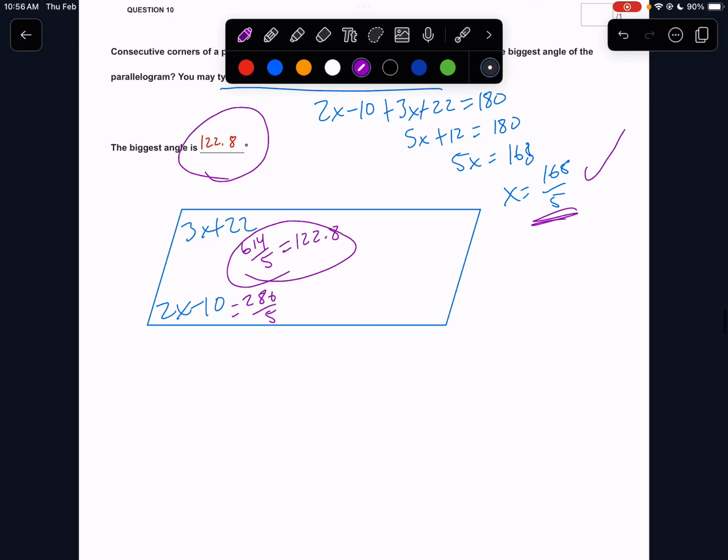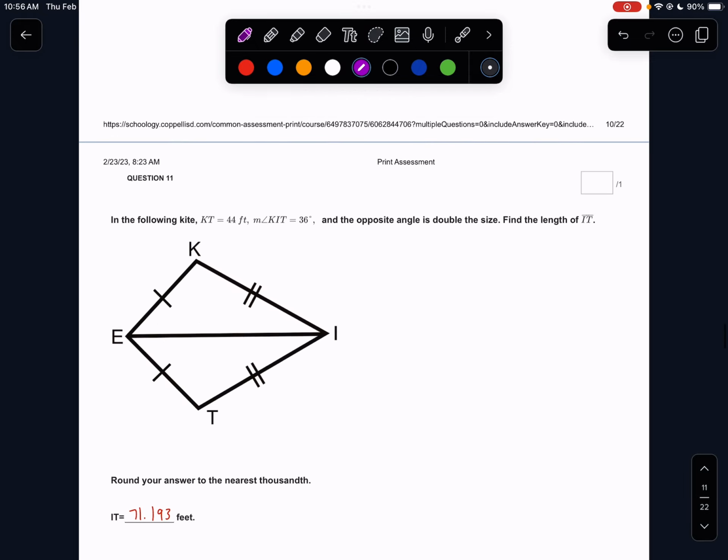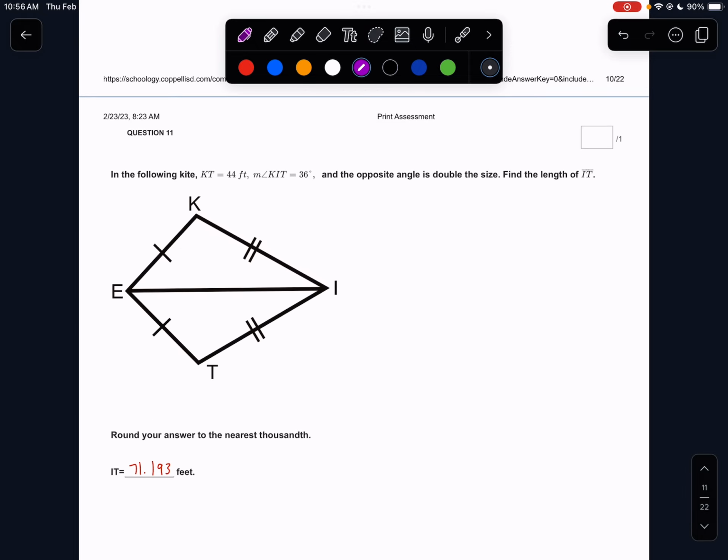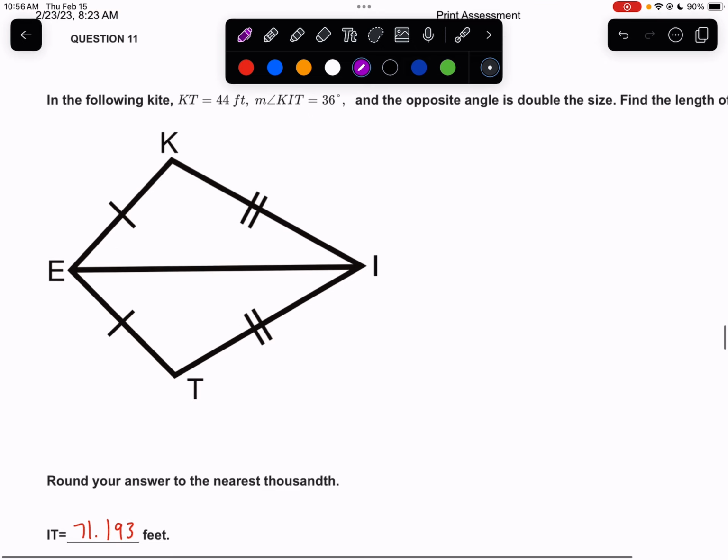So I had to solve for x and plug it in. In the following kite, Katie is 44 feet. Well, just looking at the kite, if these two sides are equal, because we know about the rules of a kite, we know there's a line of symmetry. So the line Katie is going to reflect over that line of symmetry. If the whole thing's 44, we're going to get a couple of 22s.